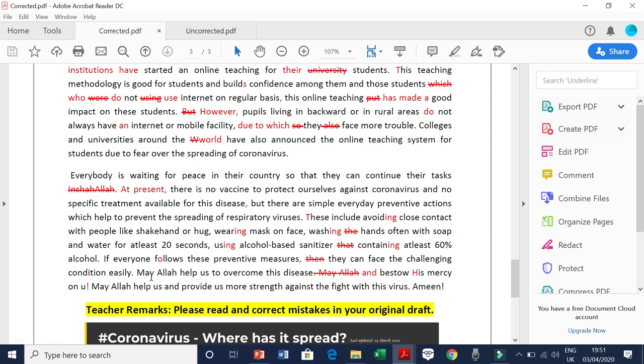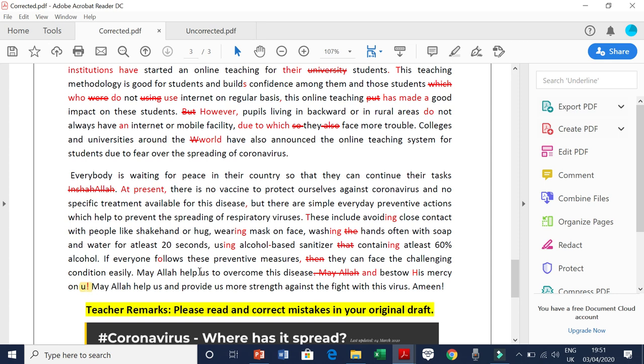For example, "May Allah help us to overcome this disease." And again, the student wrote, "May Allah bestow His mercy on you." And look at this, it was left as "this you." It is not required like this. This is a mistake. It should have been YOU.